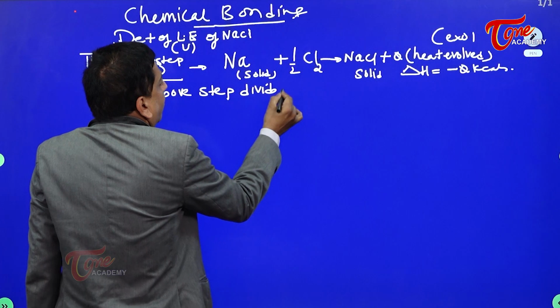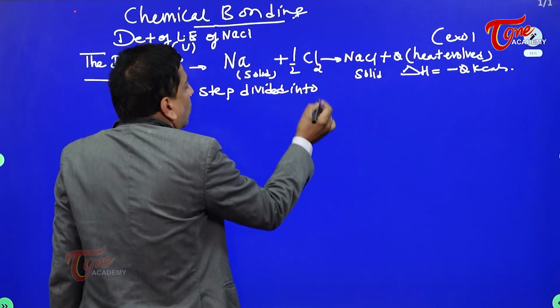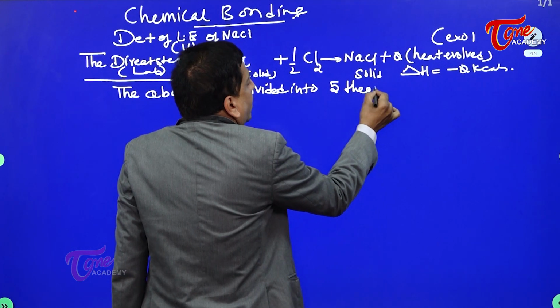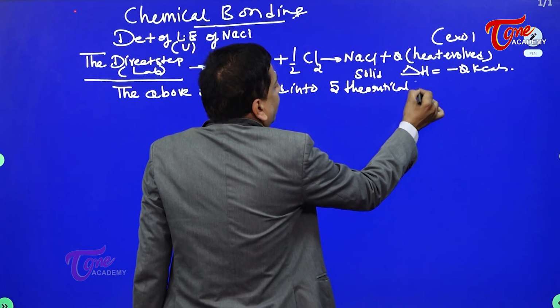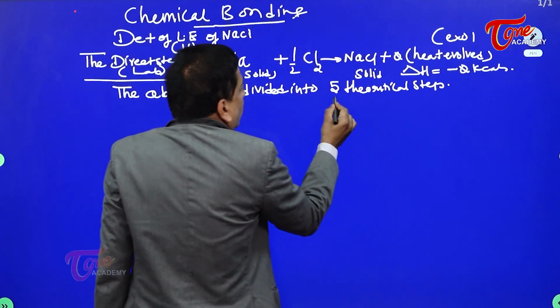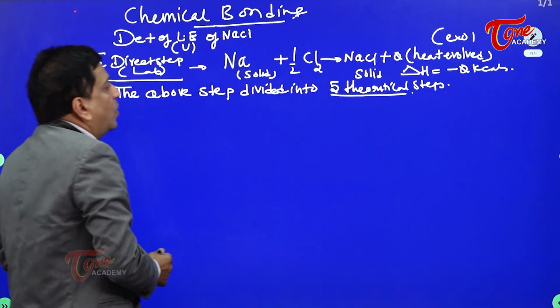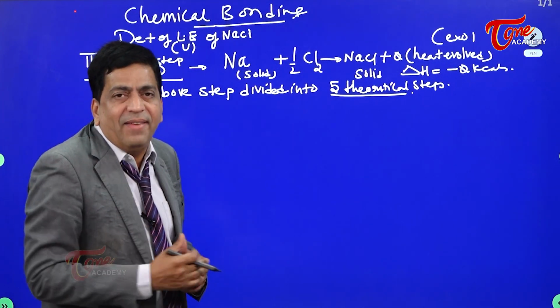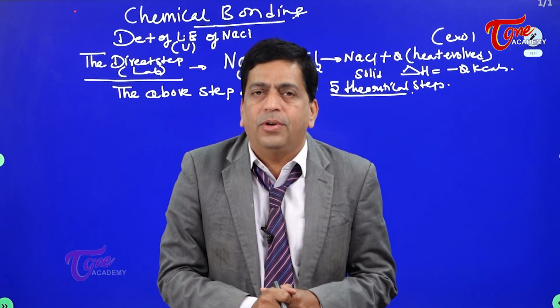And what I'm writing: the above step is divided into 5 theoretical steps. The above step is divided into 5 theoretical steps. And let me take up one by one and then get into the discussion, right?